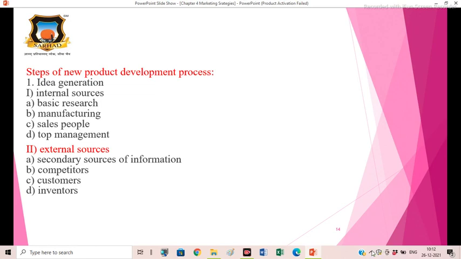And the last is inventors. Certain people with a specific bent of mind are always creating new products. Such inventors approach companies with new ideas for a product. To make sure that the ideas received from these sources are appropriately screened and not lost due to early rejection, some companies identify such inventors and support them.